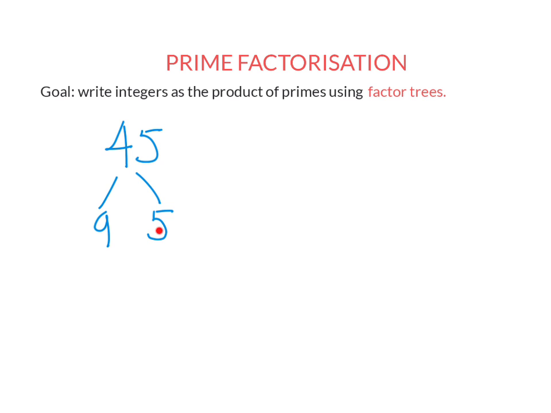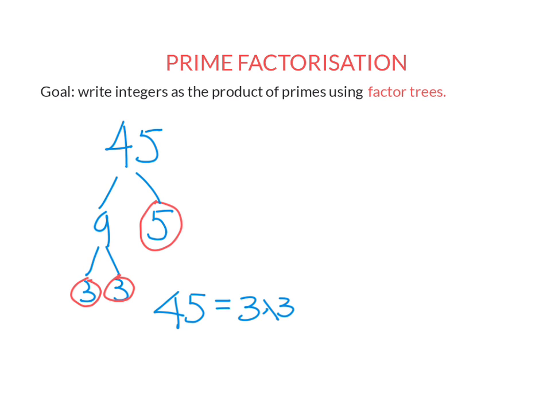So we have 9 times 5. Now, 5 is a prime number, so I can just circle it. I'll stop there with 5. But 9 is not a prime number. So I'm going to now factorize 9. It would have to be 3 times 3. Of course, 3 is a prime number. So now I'm done. What I've figured out is that 45 is equal to 3 times 3 times 5.